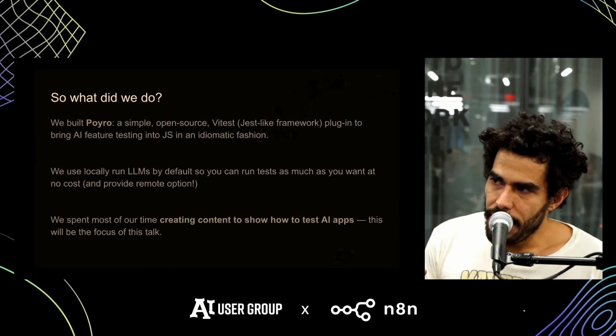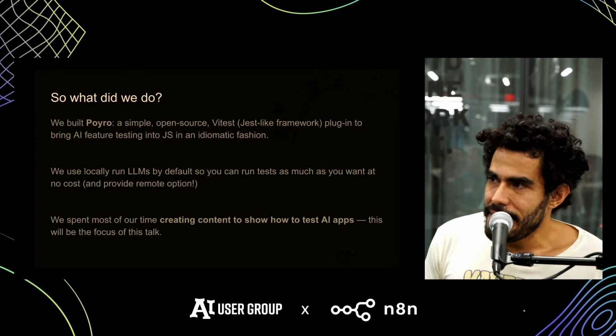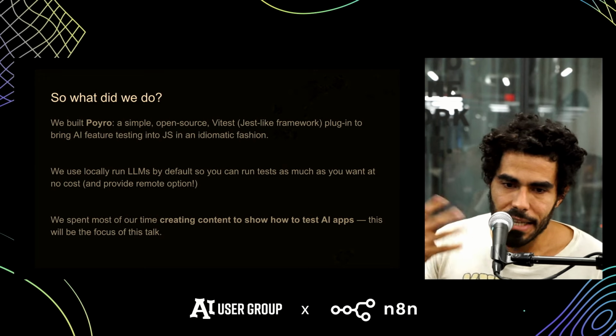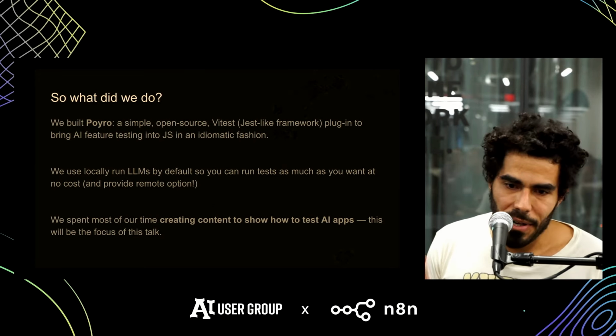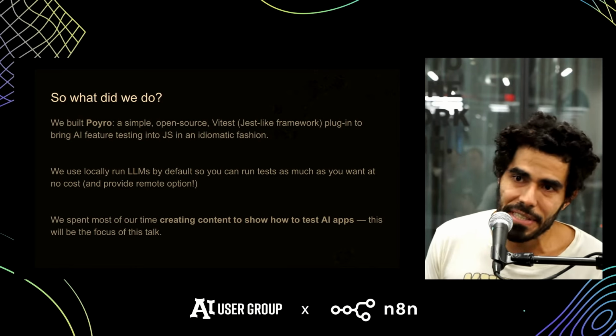What we did to solve this problem was that we built Poyro. Poyro is a simple open source test-like framework that allows you to test your AI app in JavaScript. So let me go through each of these points separately. It's simple. It literally has 2 functions in the SDK. It's the simplest thing you could use.